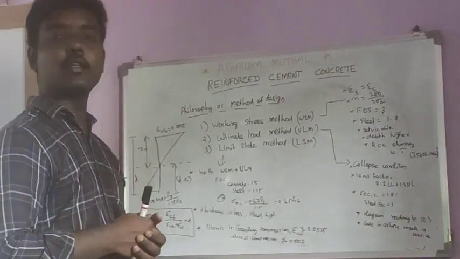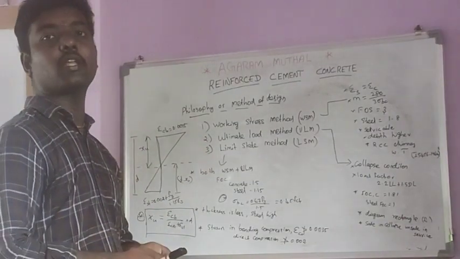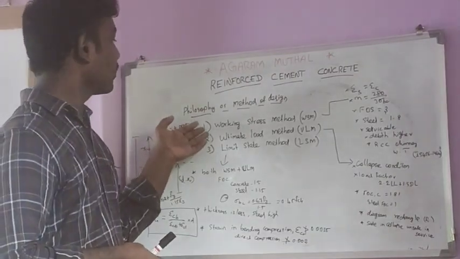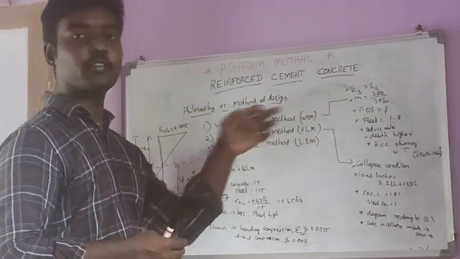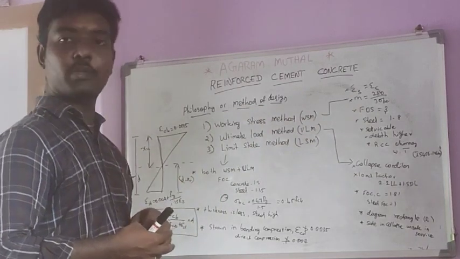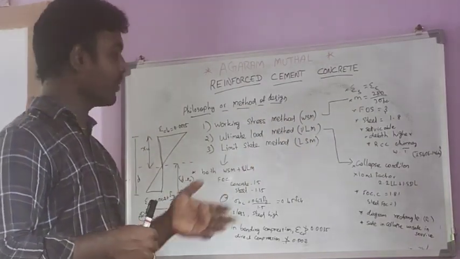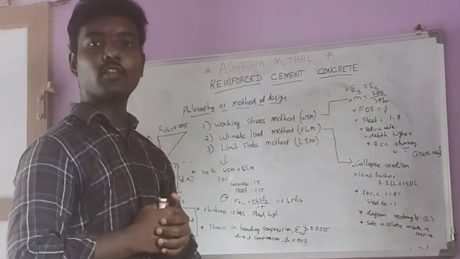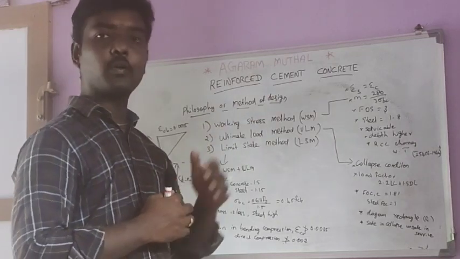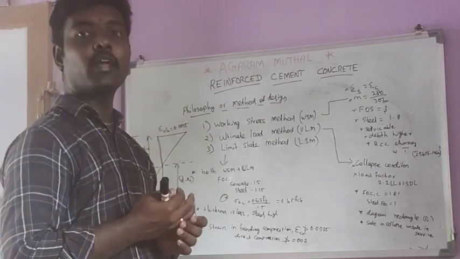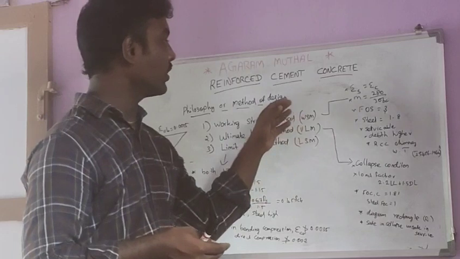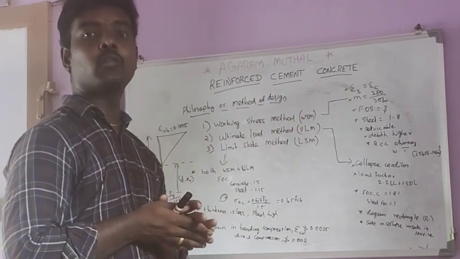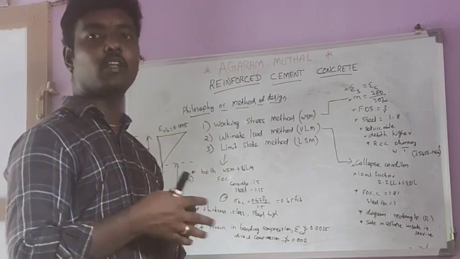Here, there are three methods available for the design of reinforced concrete structures: the working stress method, short form WSM, the ultimate load method, short form ULM, and the limit state method, LSM. The working stress method was proposed 100 years back, so it has an experience of 100 years. In this method, we are taking only the safe loads, in other words, the design load.